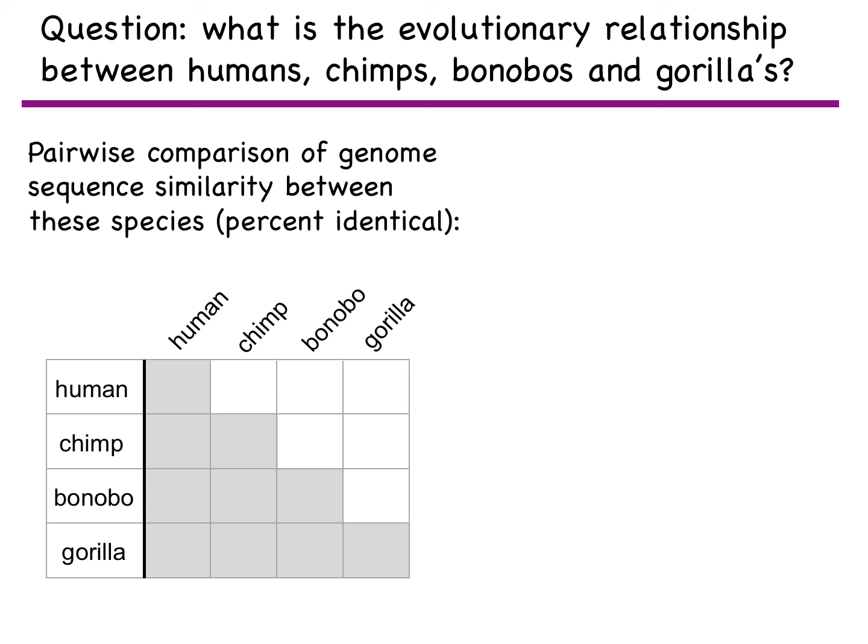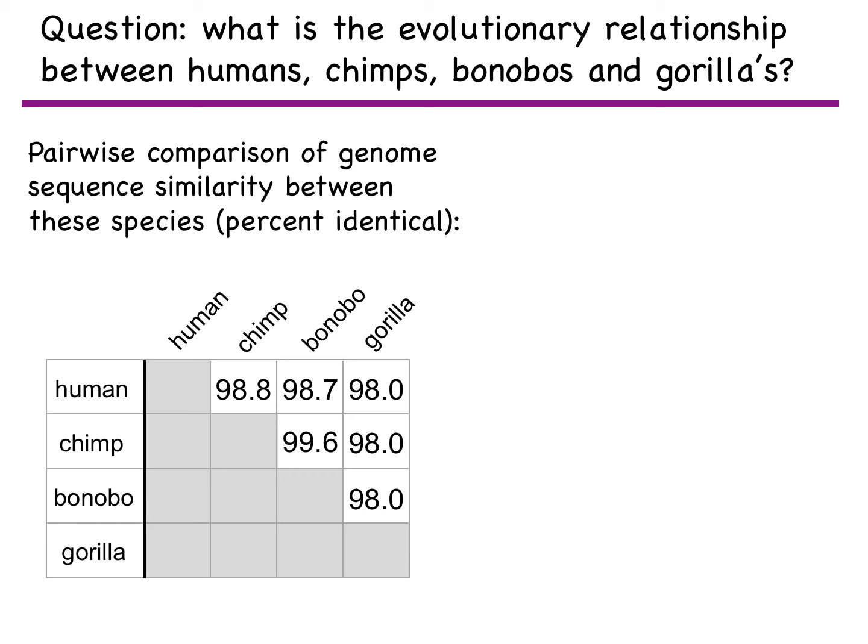I already talked about the human-chimp genome sequence similarity, and I told you that human and chimp genomes are 98.8% identical. I'll just fill out the rest of these comparisons because it turns out the bonobo sequence has been obtained and the gorilla sequence has been obtained, so we can make these comparisons between these other species as well. And when we do that, we get the values that I'm showing you here, okay?